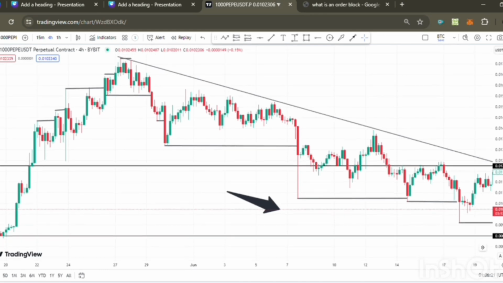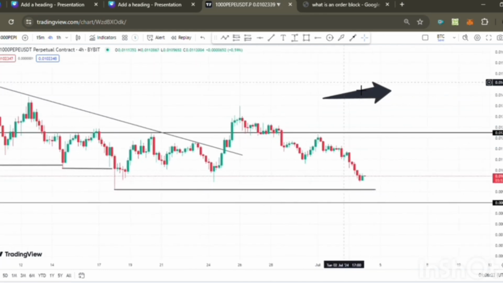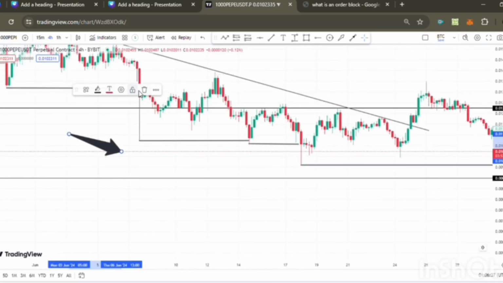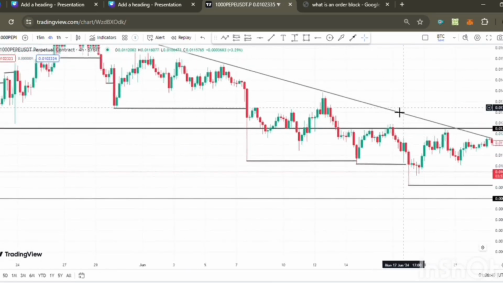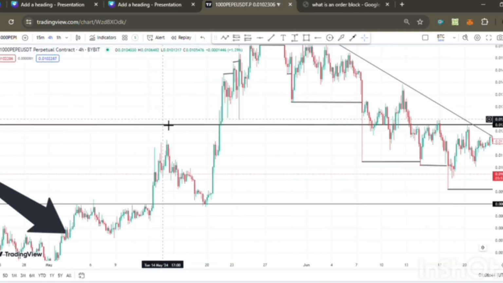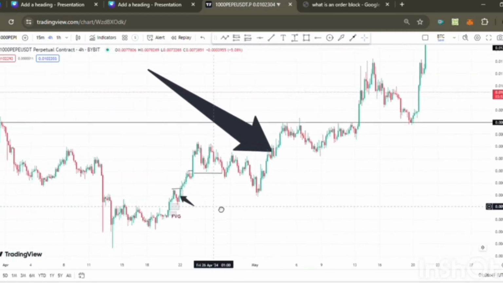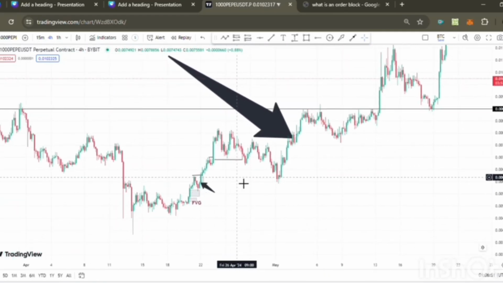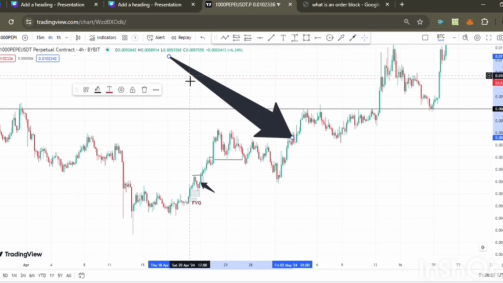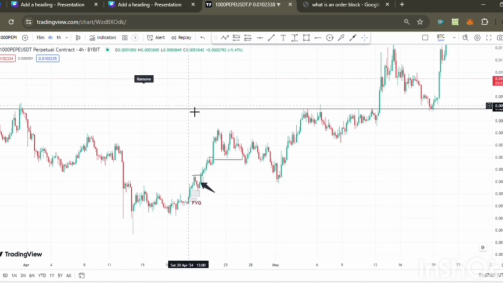Now let's move on to how to use order block to enter a trade. All right, very, very important. I think we have gone for 4 minutes. Now there are four types of order block entries.